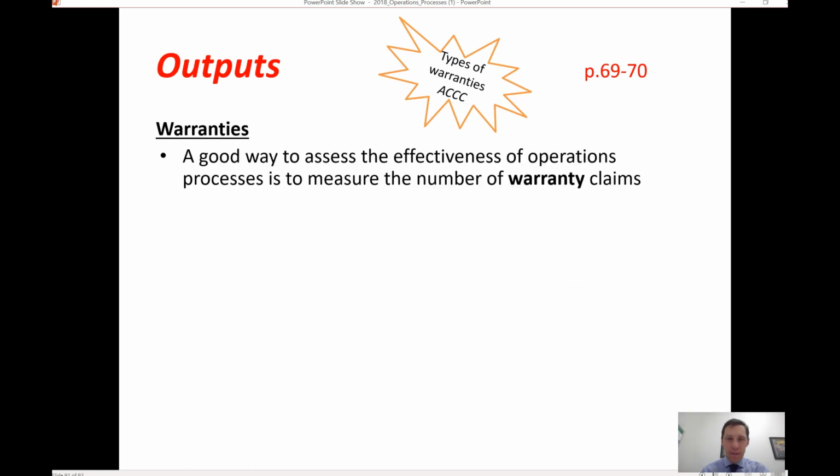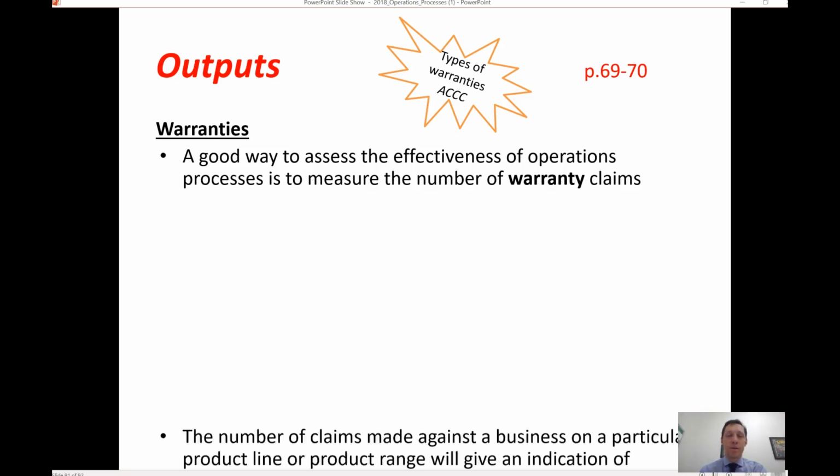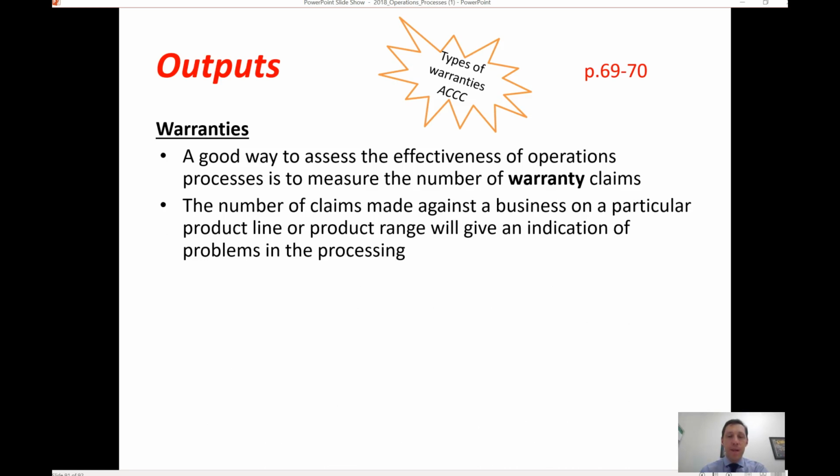In terms of warranties, as the other output, a good way to assess the effectiveness of operations is to measure how many warranty claims we are getting, how many products are coming back that are defective. Customers are saying, this washing machine was supposed to last for 2 years and I've only got 6 months out of it, or this motor vehicle has a 5-year warranty and I'm having constant issues with it after only 3 years.